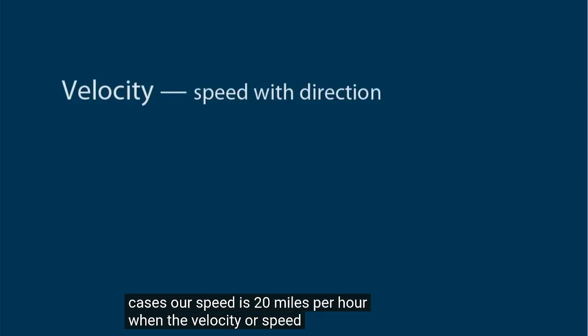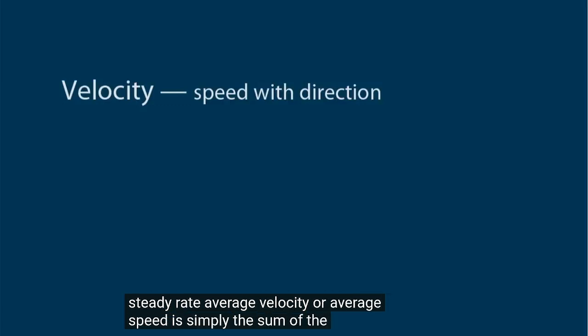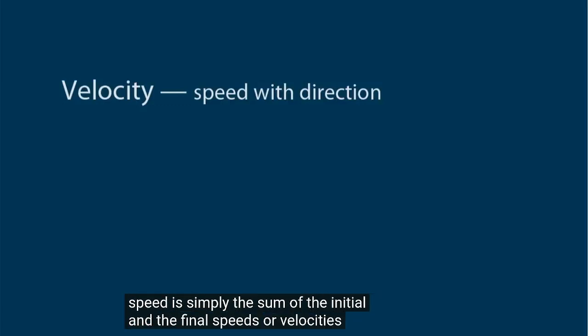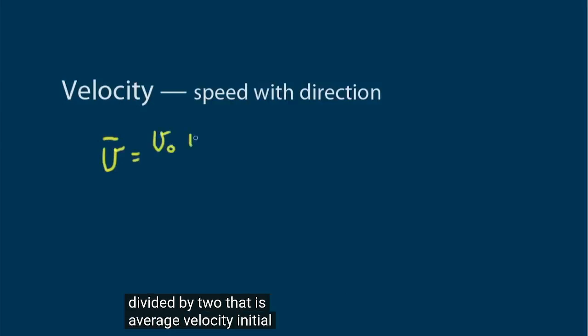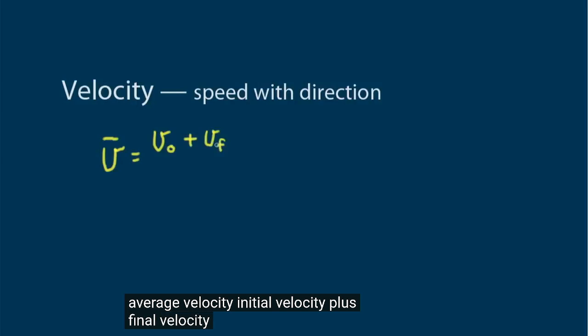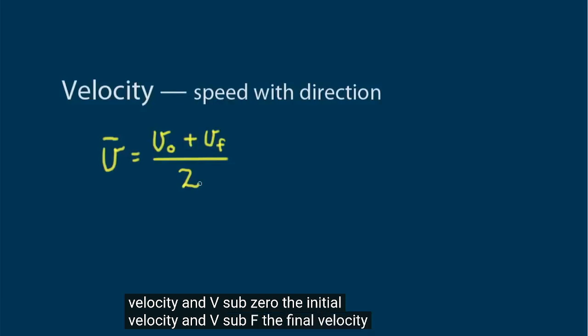When the velocity or speed changes at a steady rate, average velocity or average speed is simply the sum of the initial and the final speeds or velocities divided by 2. That is, average velocity equals initial velocity plus final velocity divided by 2, where the bar over the v indicates average velocity, v sub 0 is the initial velocity, and v sub f is the final velocity.